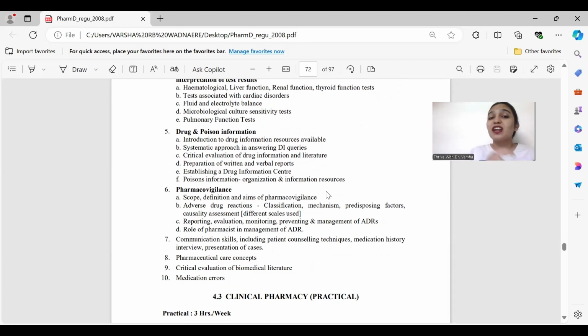A systematic approach in answering DI queries, drug information queries. How you will answer that? Within how many minutes you have to answer certain types of queries? Then, critical evaluation of drug information and literature. Preparation of written and verbal reports. How you will answer that? You will answer that verbally or you will be giving a report to a physician or any healthcare professional. Establishing a drug information center. Yes, you have to establish a drug information center if it's not there in your hospital. Poison information organization and information resources. How you will collect information for poisoning cases, how you will organize that, you'll be learning in this.